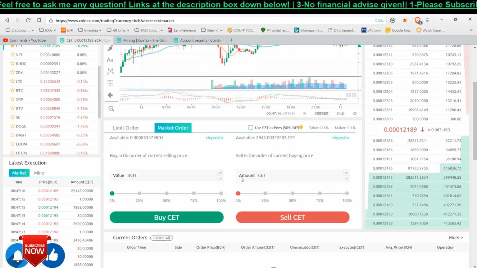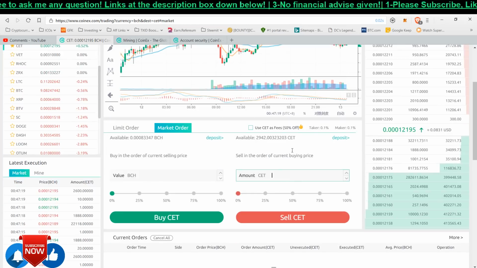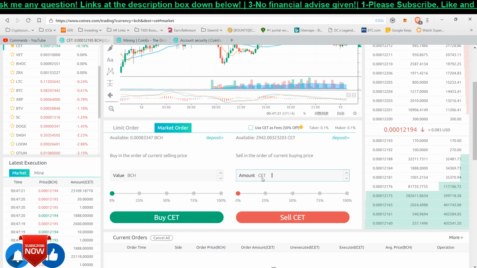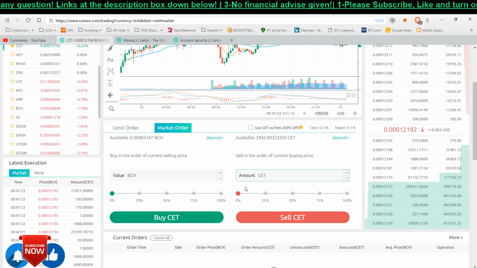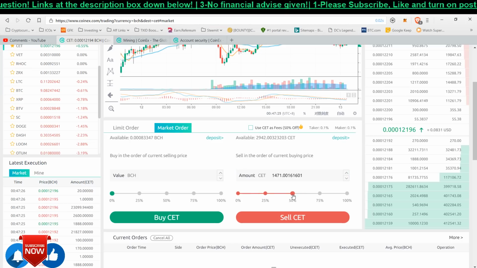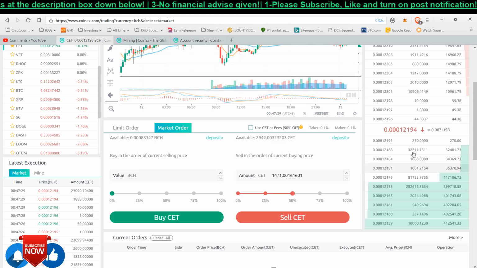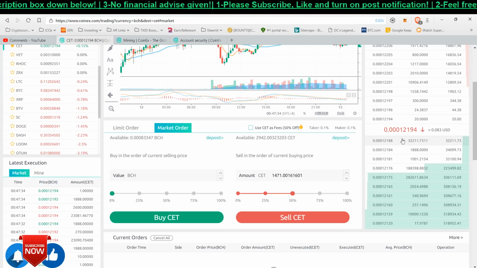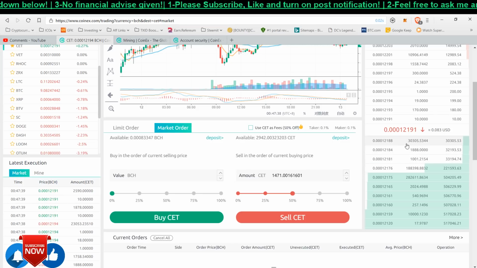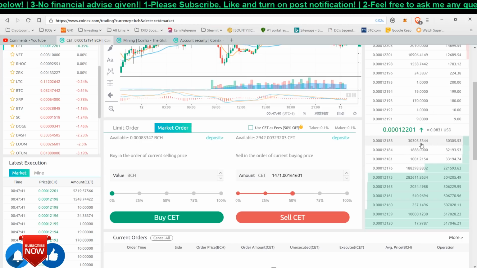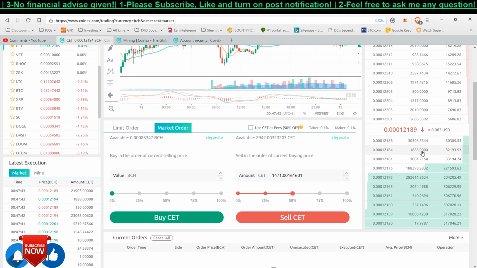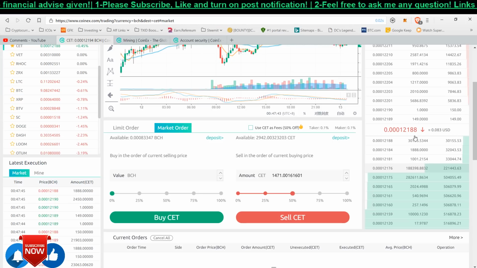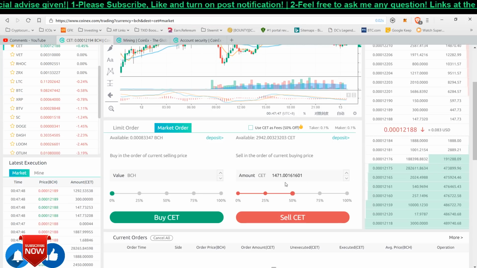So the sell tab is the same, just head over here and very simple, amount CET, meaning you have how many CET you want to sell. Let's say you want to sell 50% of it, this amount, and after that once you hit on sell, they are going to sell it to this order book over here. So depending on the price and the volume, let's say you have 100,000 CET to sell, so it's going to take 1, 2, 3, 4 orders to sell all your CET tokens.